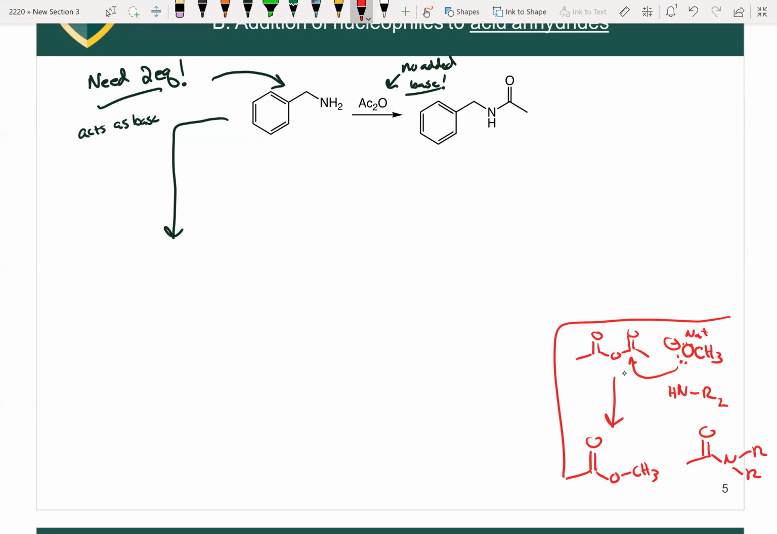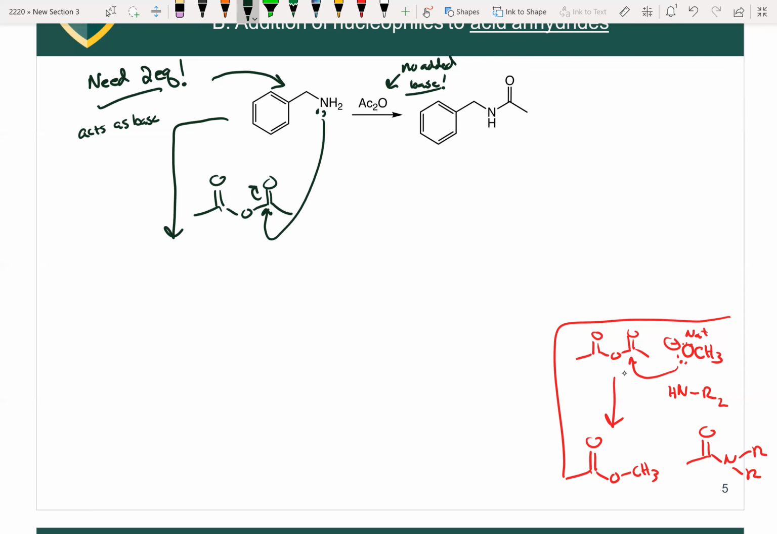One of the easiest ways to do this is just to throw in two equivalents of the nucleophile that can also act as a base. There's no chance for anything else to react because there's only one molecule. Our nucleophile is also our base. What does that look like here? Well, we talked a little bit about this on slide 2, but our nucleophile can add into our acetic anhydride.